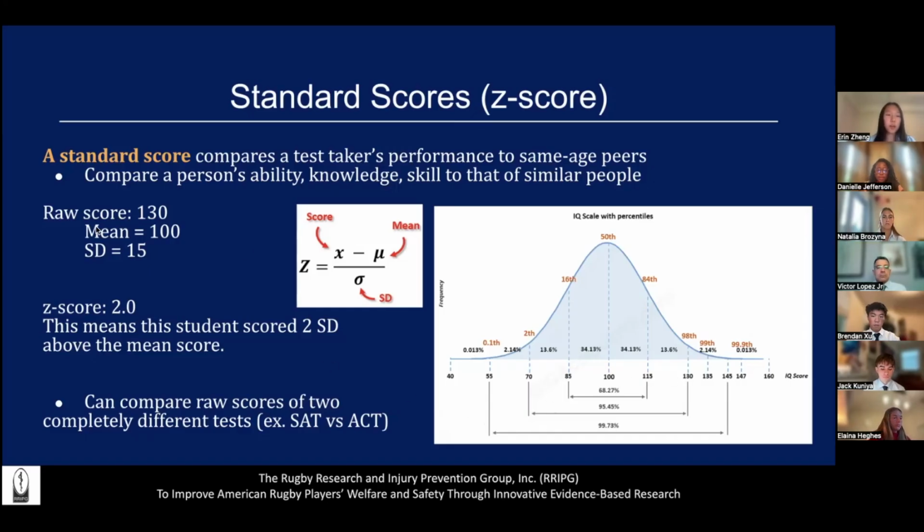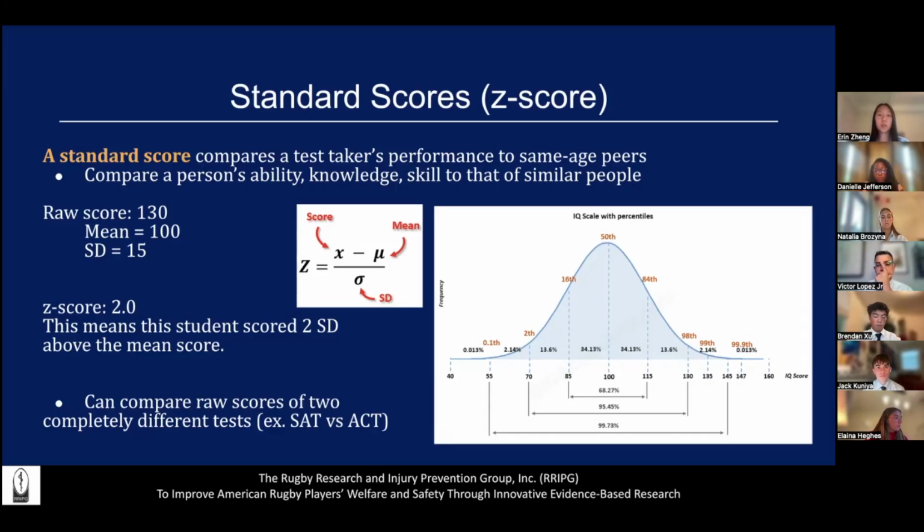Say you got a raw score of 130, and the mean for the IQ score is 100, and the standard deviation for the IQ score is 15. Using this formula, we get that the student has a z-score of 2.0, and that means the student scored two standard deviations above the mean score. If we go two standard deviations up, we get to 130. And this can just show how well you did compared to other test takers.